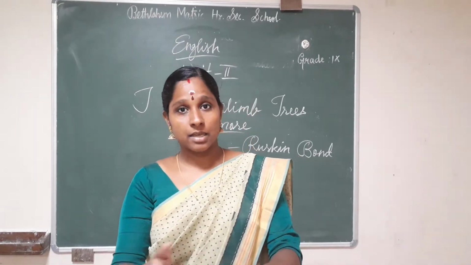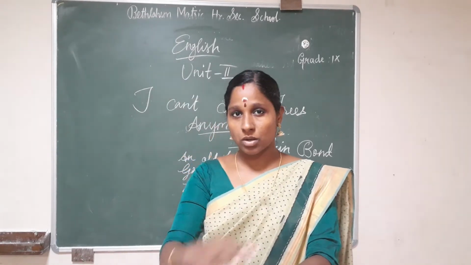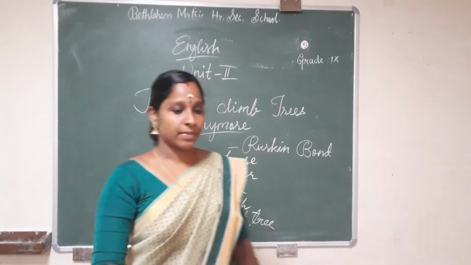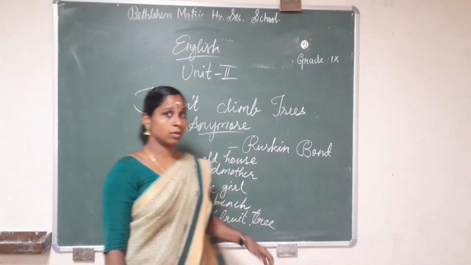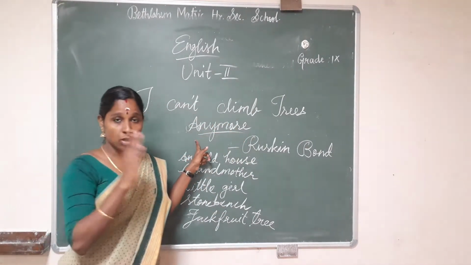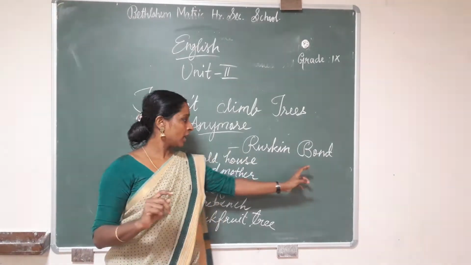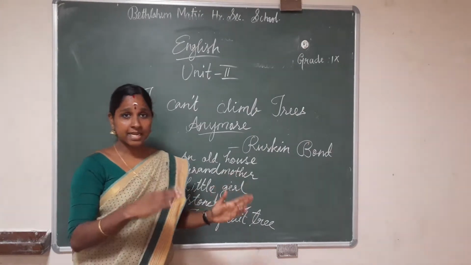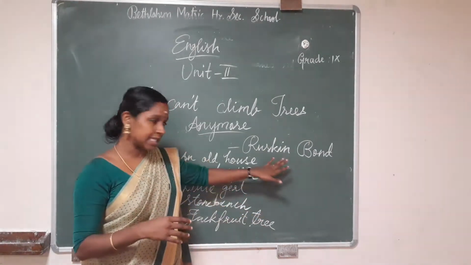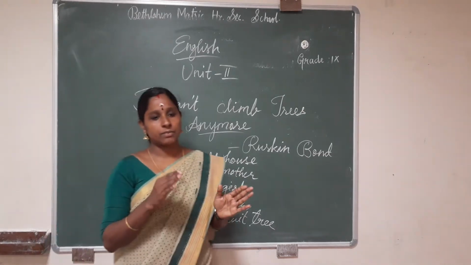Today is the continuation of the previous class. Shall we quickly recall the story so far? What is the topic? "I Can't Climb Trees Anymore." Who's the author of this topic? Ruskin Bond. Clear? Yes. Who's the narrator of this story? Ruskin Bond only. Fine.